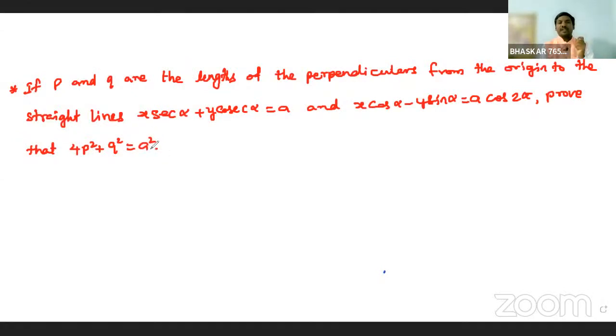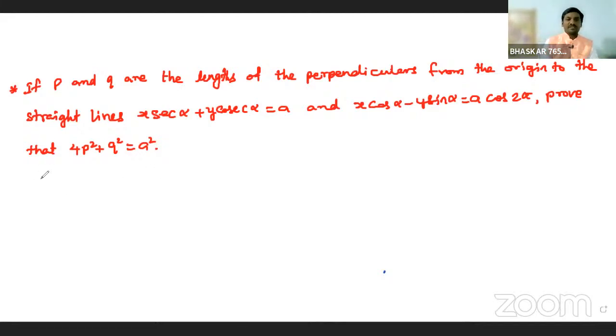If p and q are the lengths of perpendiculars from the origin to the straight lines x secant alpha plus y cosecant alpha is equal to a, and x cos alpha minus y sin alpha is equal to a cos 2 alpha, then prove that 4p square plus q square is equal to a square. This is one of the most important LAQs from straight lines.